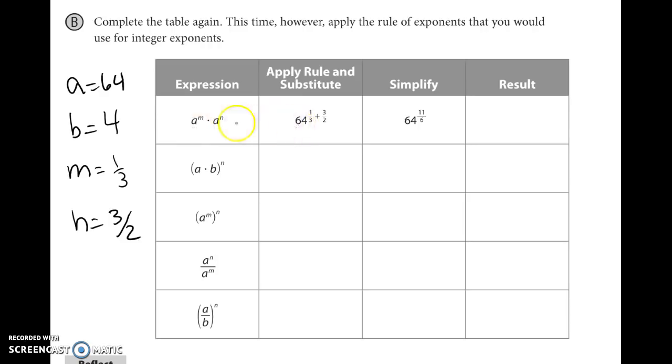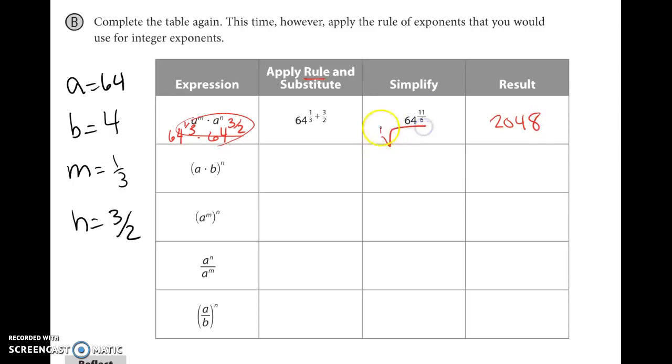So for the first one, we have 64 to the power of 1/3 times 64 to the power of 3/2. And then our rule that we would do is we would add those exponents. So if we add those exponents, we have 1/3 plus 3/2, which is 11 over 6. So 64 to the power of 11 over 6 gives us a result of 2048.